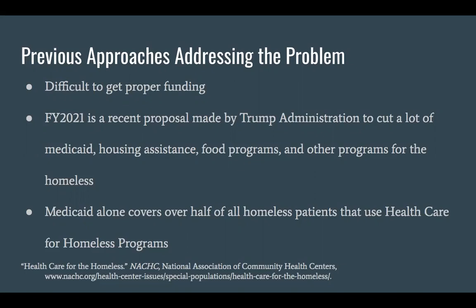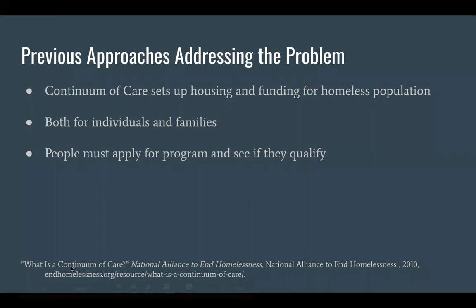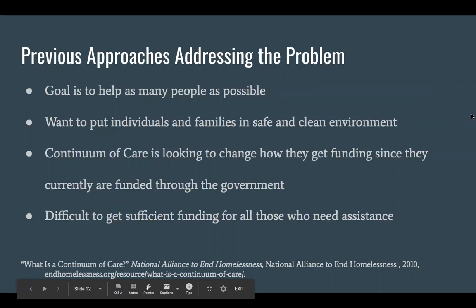And then if we go to the next slide, we can see that there is another similar program called Continuum of Care. What this does is it sets up housing and gives people money if they are homeless. Now, unlike healthcare for the homeless, people have to apply for this. As far as healthcare for the homeless, things like background and income don't matter, but it does here. And it is for both individuals and families, but they have to fit that certain criteria in order to receive help.